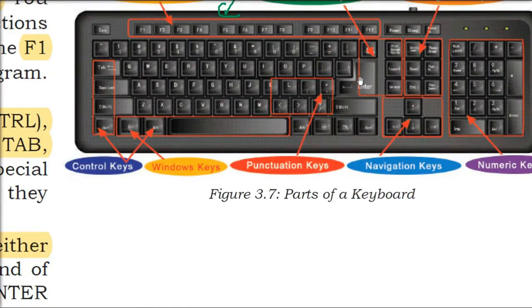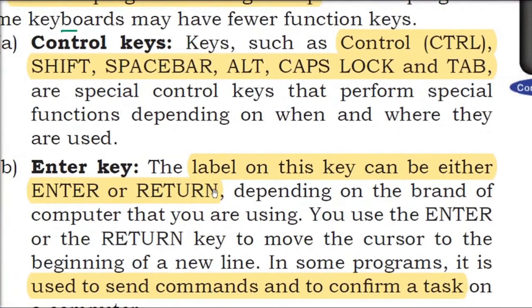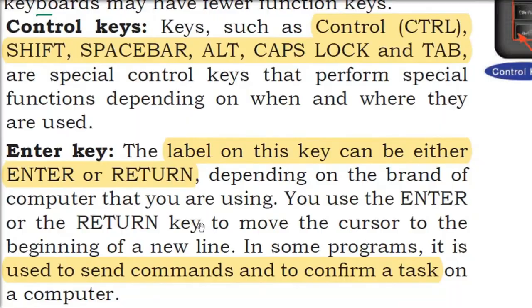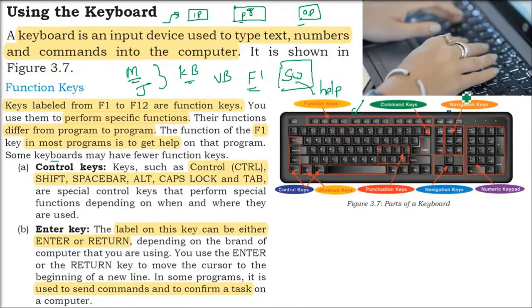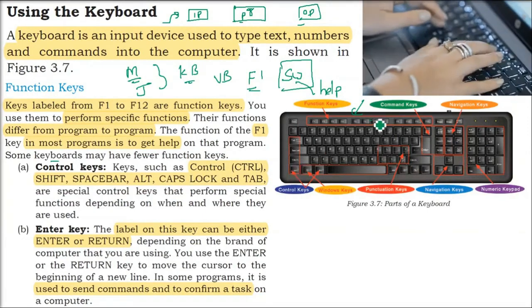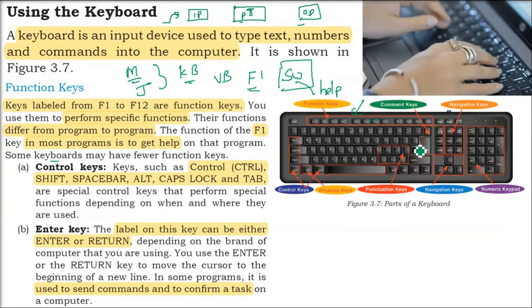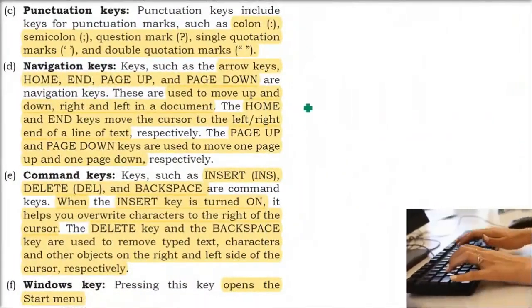Now you have another set of keys. You see here the Enter key. This is also a big key. It is L-shaped. The label on this key can be either Enter or Return. Basically it was called carriage return earlier, that is why it is Return. This is used to send commands and to confirm a task. This also depends on what application you are working in. So most of the time you are saying yes to something.